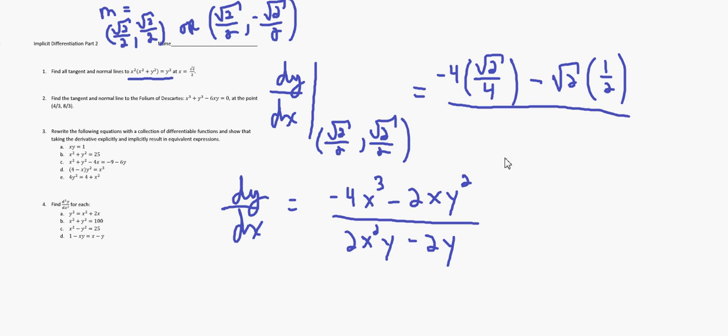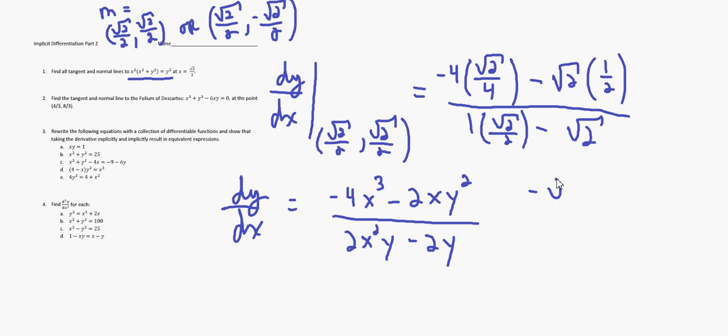Over 2 times root 2 over 2 squared, that's 1/2, times 2 is 1, times y, which is root 2 over 2, minus 2y is just root 2. So there's our answer right here. We just got to simplify it down.